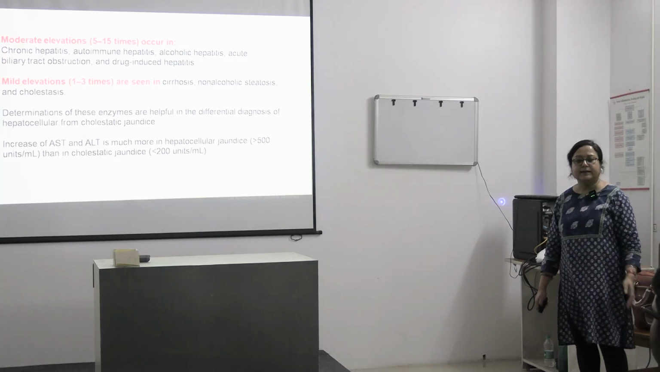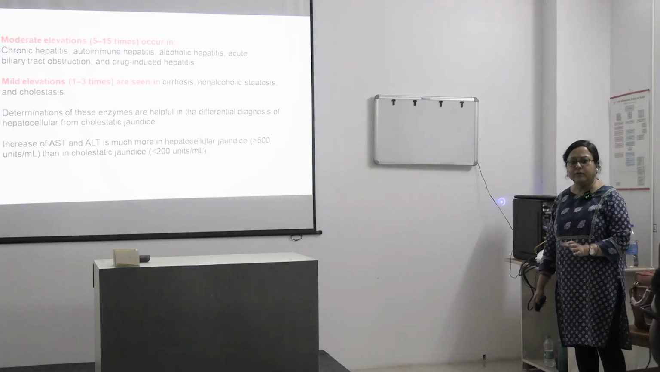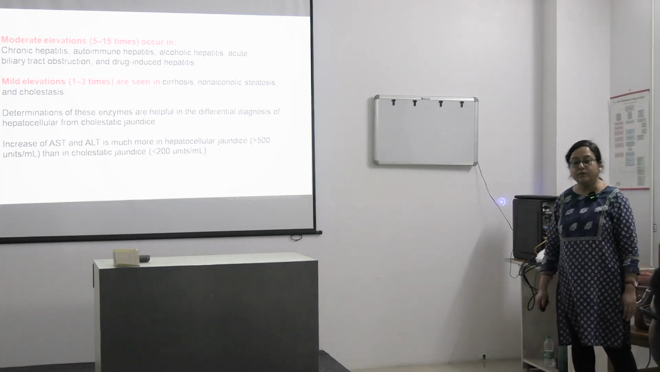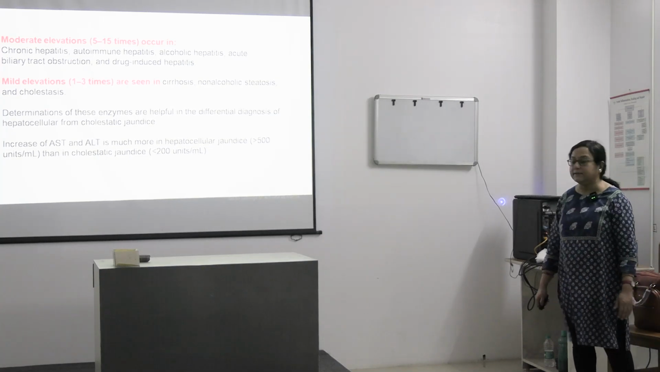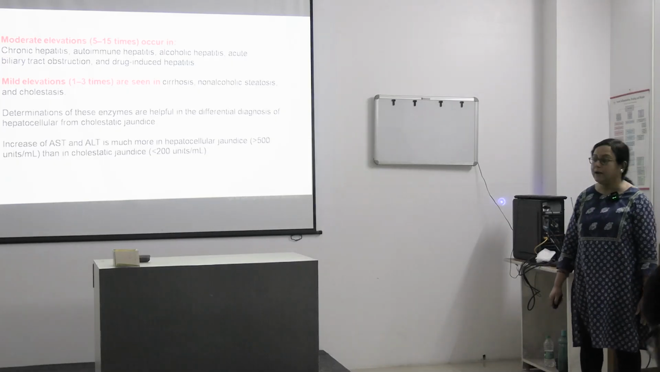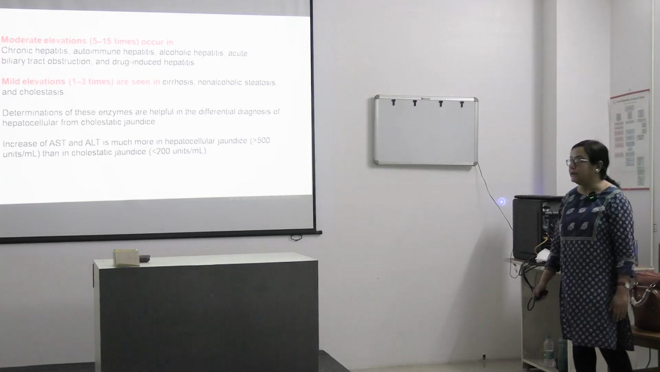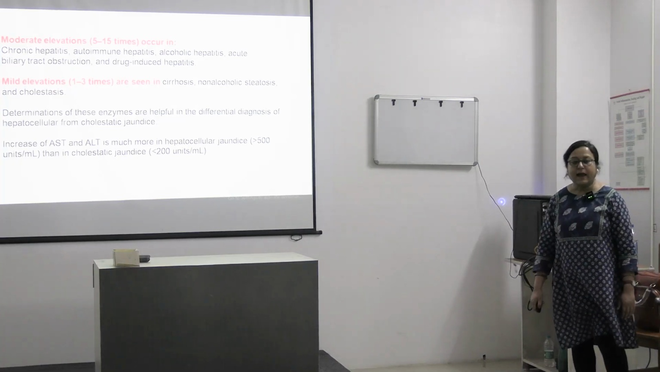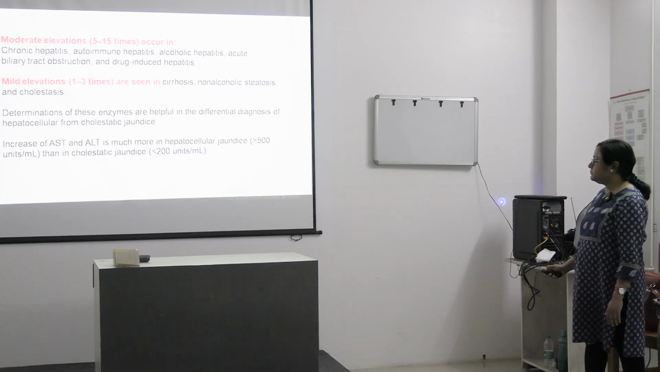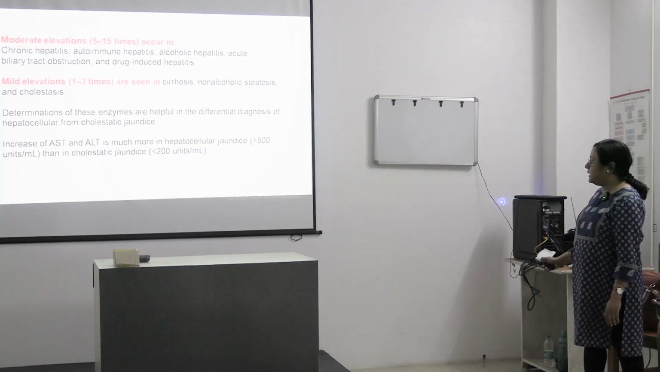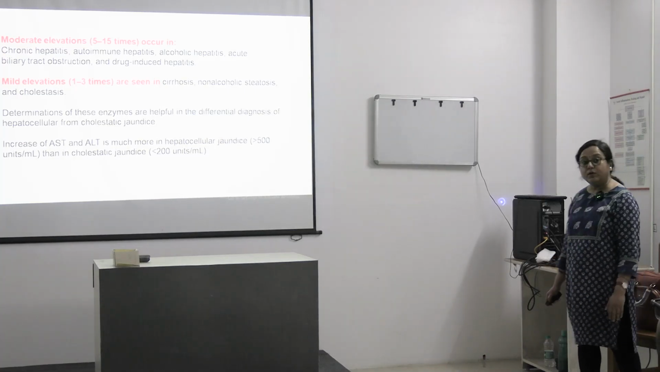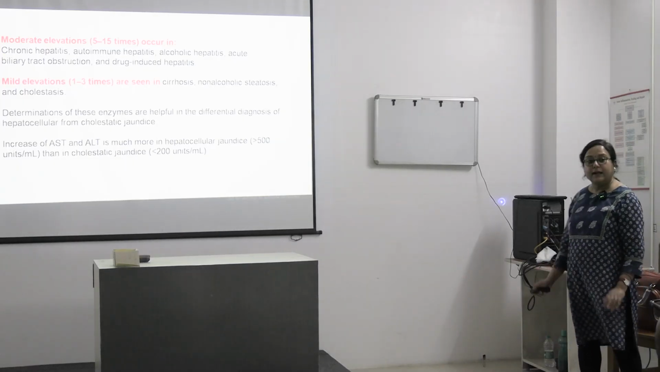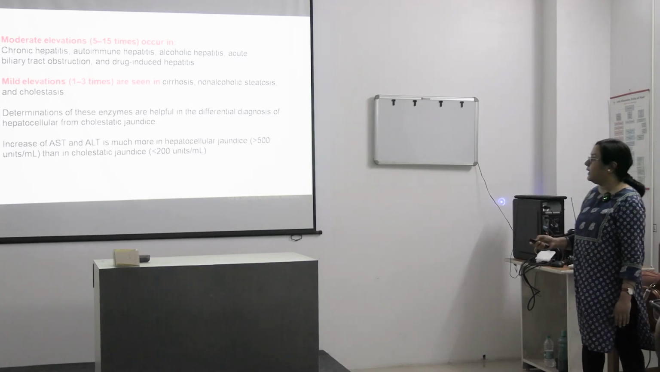Moderate elevations, that is less than 15 but between 5 to 15 times, occur in chronic hepatitis, autoimmune hepatitis, alcoholic hepatitis, acute biliary tract obstruction and drug induced hepatitis, whereas mild elevation occurs in cirrhosis and cholestasis. And in hepatocellular jaundice, the increase is more than 500 units per ml, but in cholestatic jaundice, it is less than 200 units per ml.